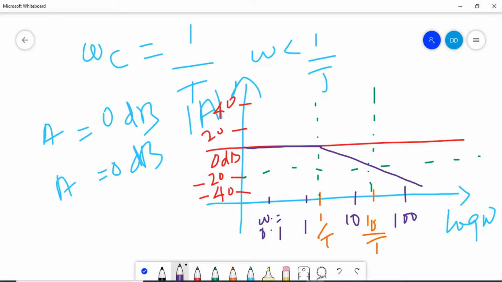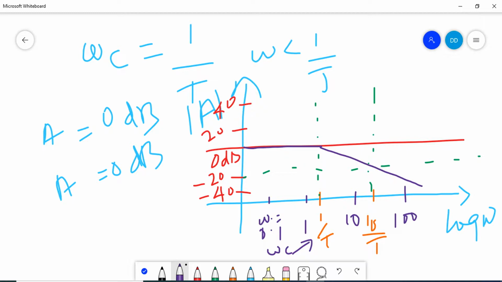So this will be my approximated straight line. We call it the straight line approximation, asymptotes. The low frequency approximation we call the low frequency asymptote, and the high frequency approximation we call the high frequency asymptote. So omega c, which is equal to 1 by t, is the break frequency, because it is the break between the low frequency and the high frequency asymptotes.